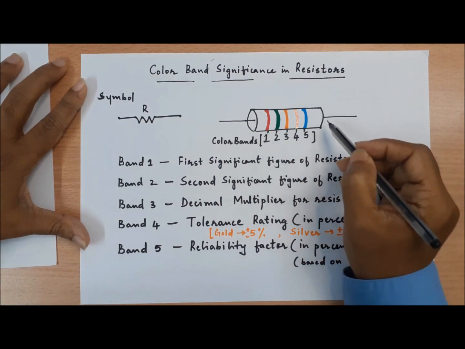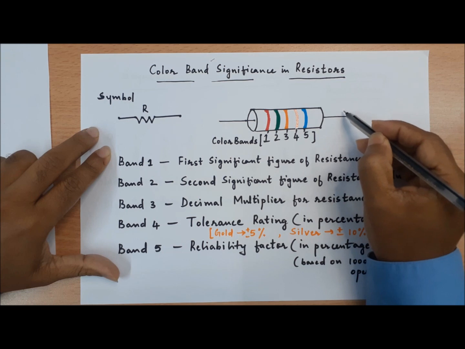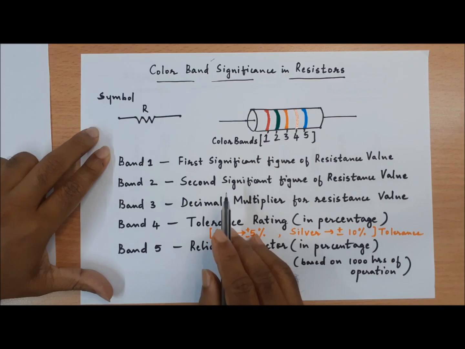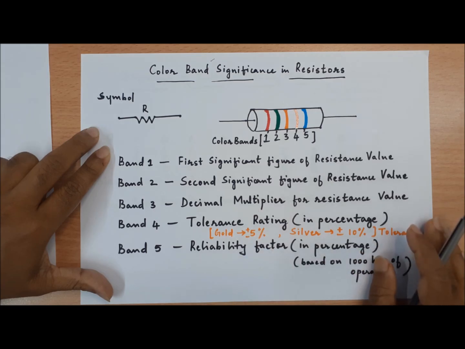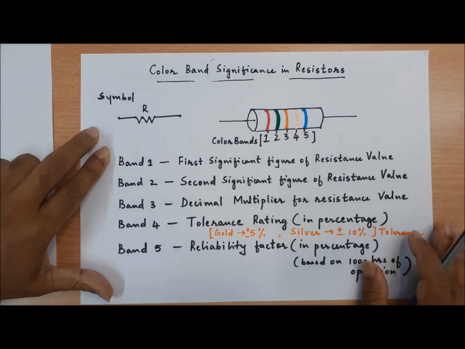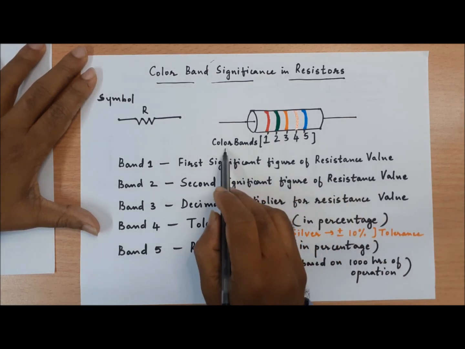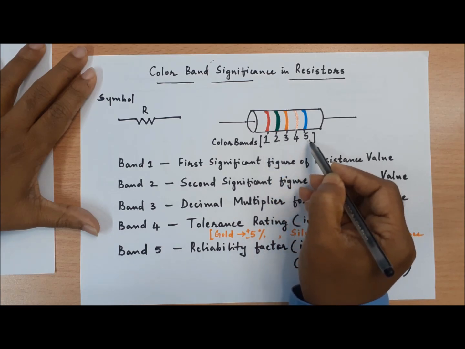So here we have just drawn the representation of a particular resistor. You can see that any resistor has some number of bands. Sometimes the bands could be 4 in number, or sometimes they may be 5 in number. So suppose we see that there are 5 color bands, which are represented in this way: band 1, band 2, band 3, band 4 and band 5.